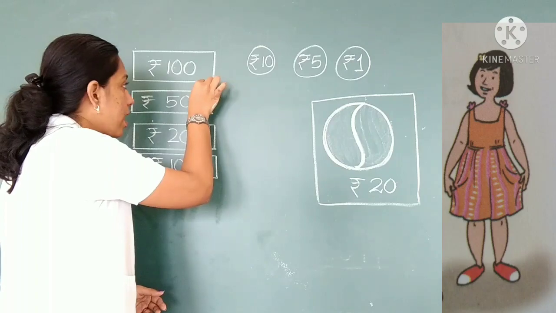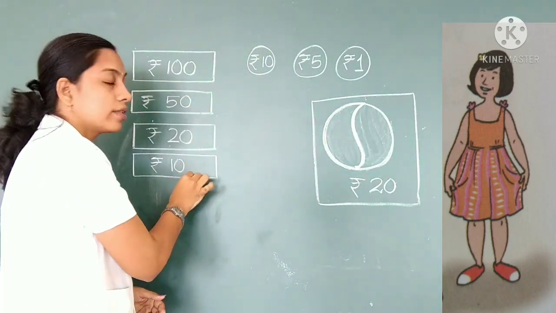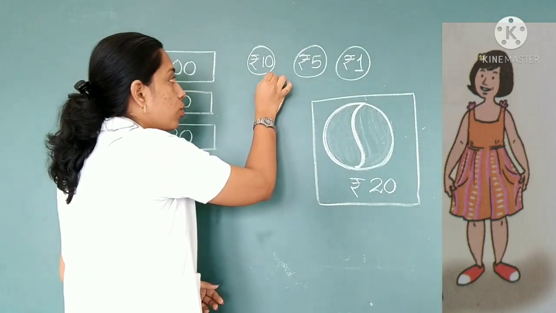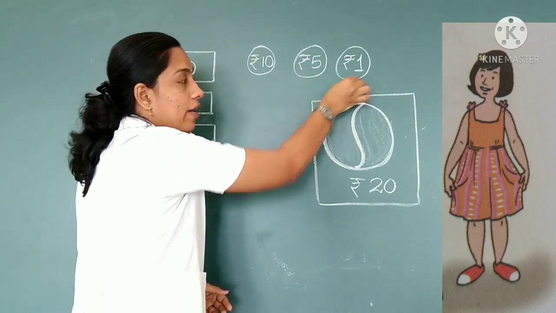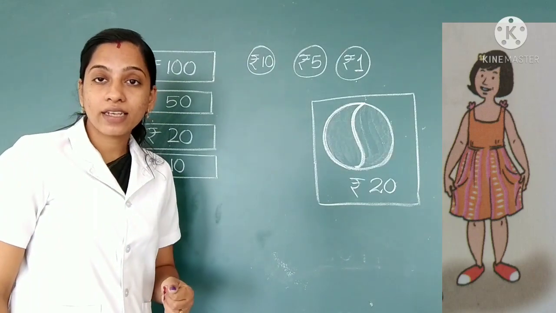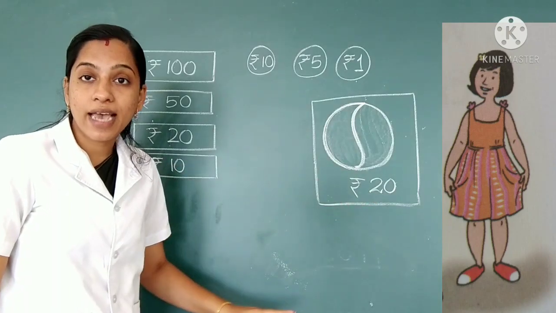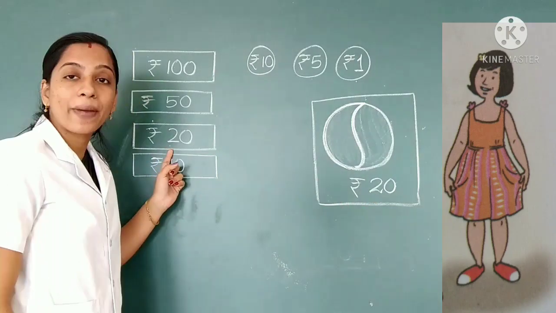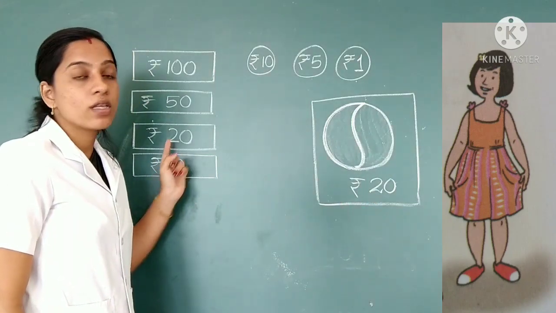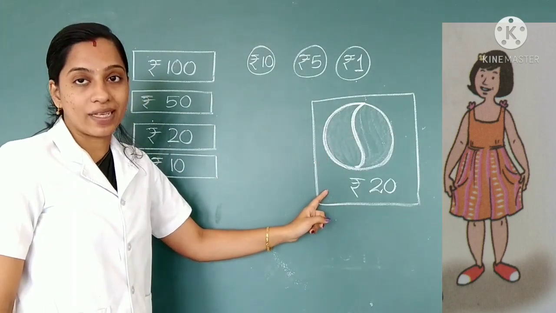See, here you can see a 100 rupee note, 50 rupee note, 20 rupee note, 10 rupee note, 10 rupees coin, 5 rupees coin and 1 rupee coin. Which note should she select to buy this ball? Yes, she should select the 20 rupees note because the cost of this ball is 20 rupees.